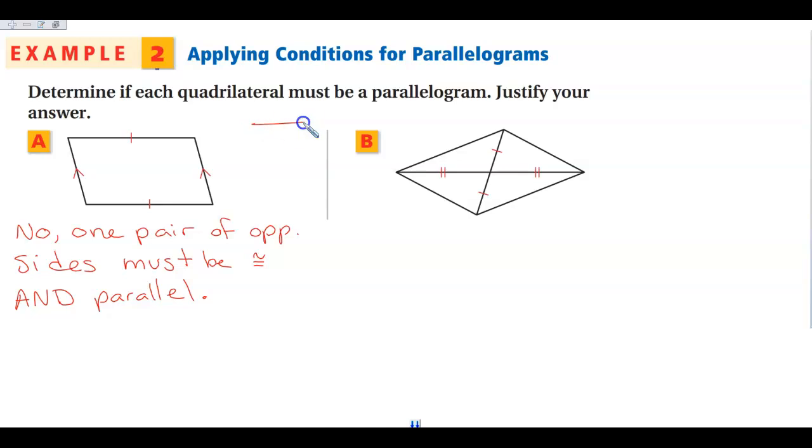Here's why. I can draw parallel lines, congruent, congruent. That is not a parallelogram. It is an isosceles trapezoid. It has all of the same information as this does. One pair of parallel sides, and the other pair is congruent. So that is why it has to be the same pair of sides, both congruent and parallel. Okay? So let's look at B. I've got this piece of the diagonal is congruent to this piece is congruent to this piece. So yes, this is enough to know because diagonals are bisecting each other.